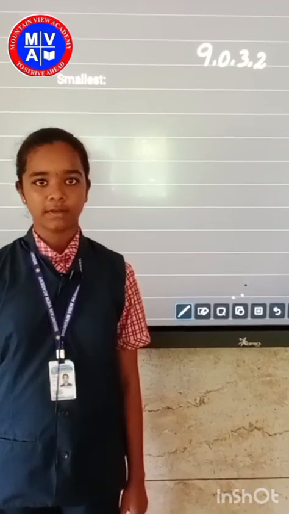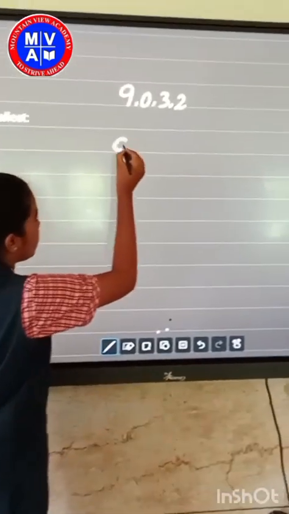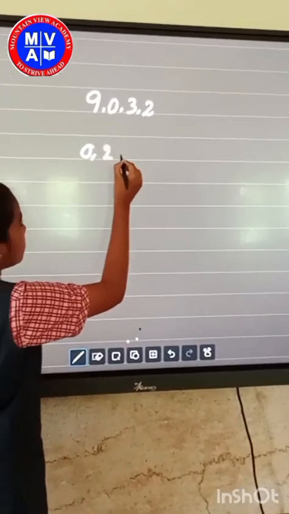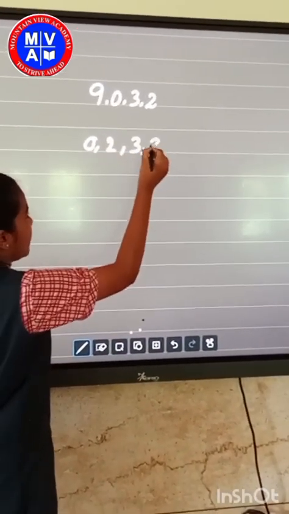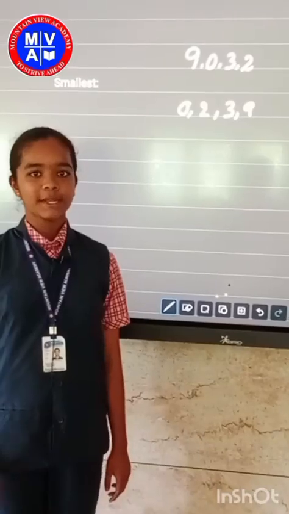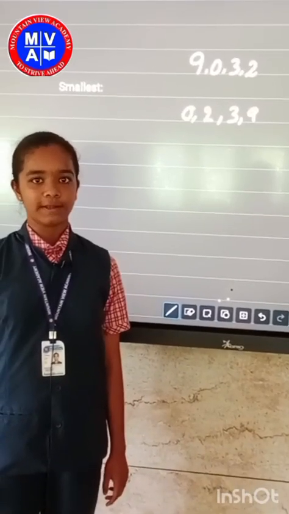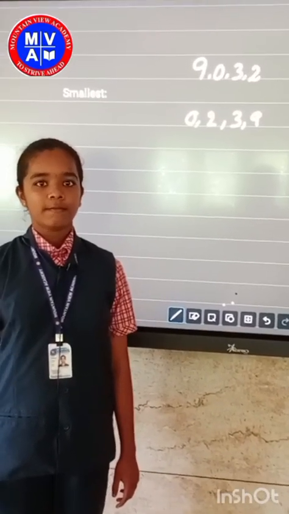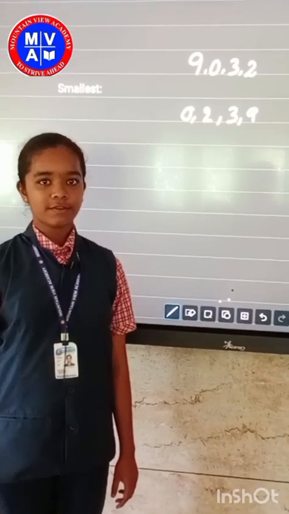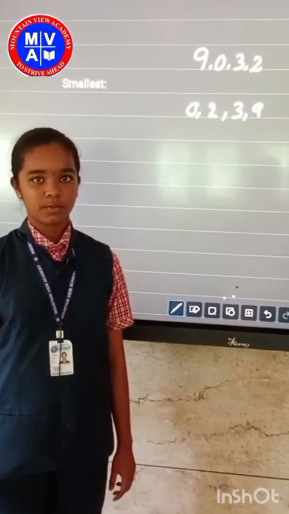Smallest number. To make the smallest number, we arrange the digits in ascending order, from the smallest to the largest. That is 0, 2, 3, 9. But wait, a number cannot start with 0 in the thousands place. Then we choose the next smallest digit, which is 2.